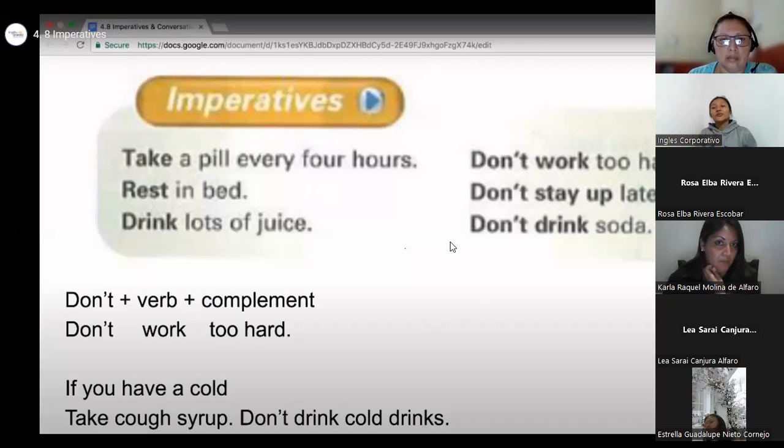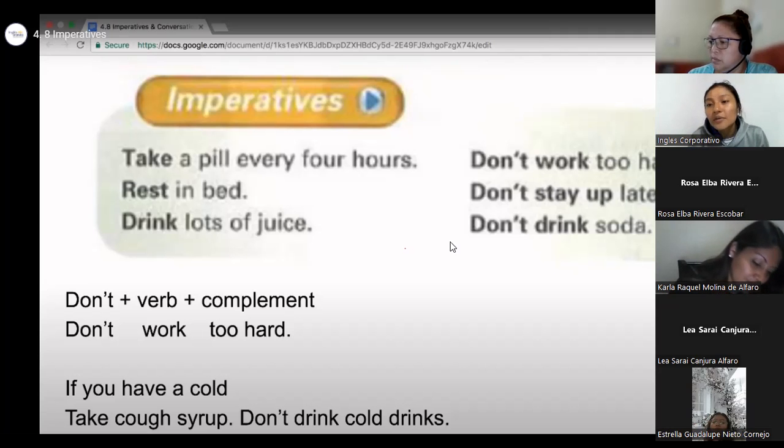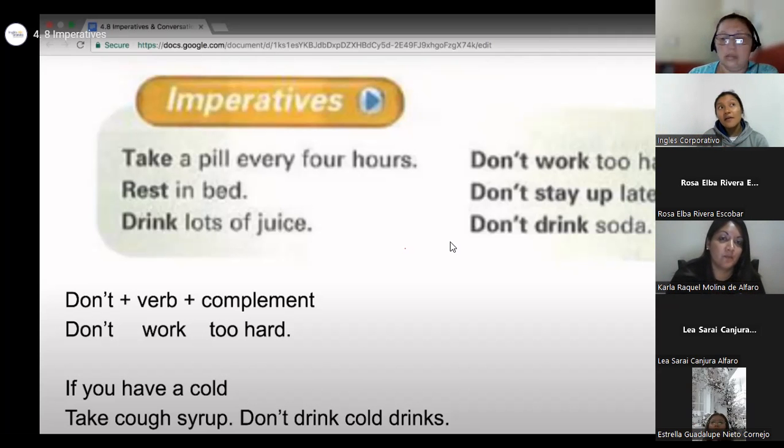So I want you to be doctors right now, okay? You are going to be my doctors, and let's imagine that I am the patient, right? And I will go to the doctor and say, okay, my doctors, because you are more than one, right? I have the flu, and I want you to give me some recommendations. Okay, you can tell me, for example, if you have a flu, you can rest in bed, don't drink soda, take a pill every 8 hours, and things like those. I want you to be doctors for me and give me some orders, some instructions so that I can feel better, okay? On Monday, I feel better because of you, my doctors.